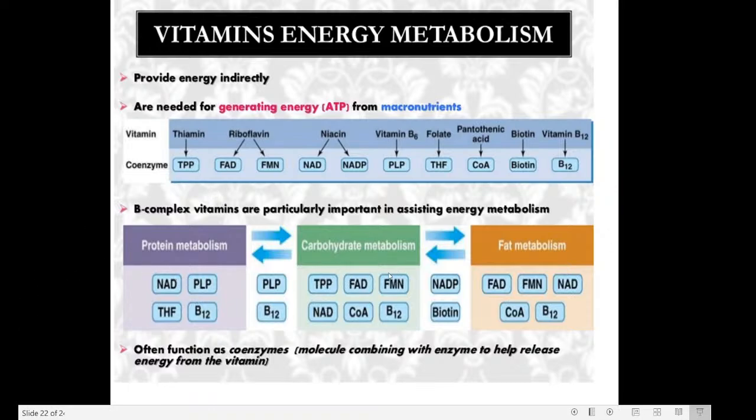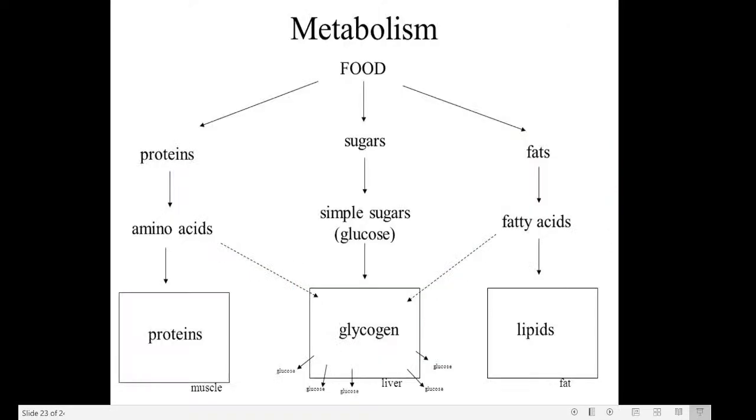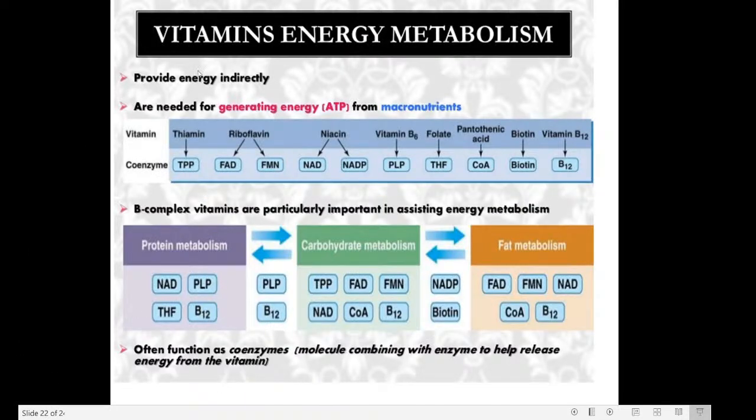In carbohydrate metabolism, TPP, FAD, FMN, NAD, CoA and B12 are all involved. In fat metabolism, FAD, FMN, NAD, CoA and vitamin B12 are involved. So these coenzymes are involved in vitamin metabolism, and vitamins are also involved in protein, carbohydrate and fat metabolism.